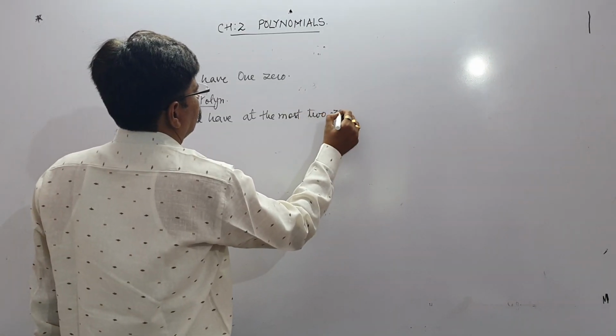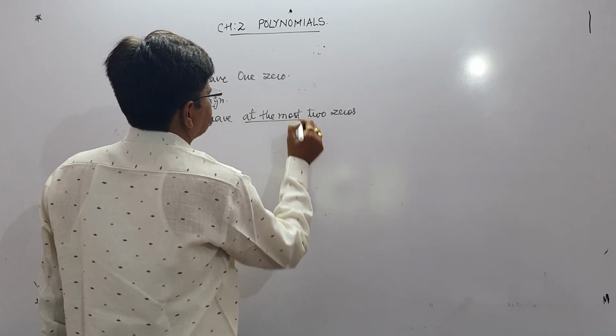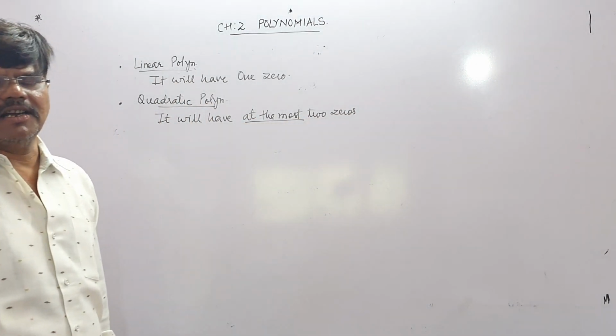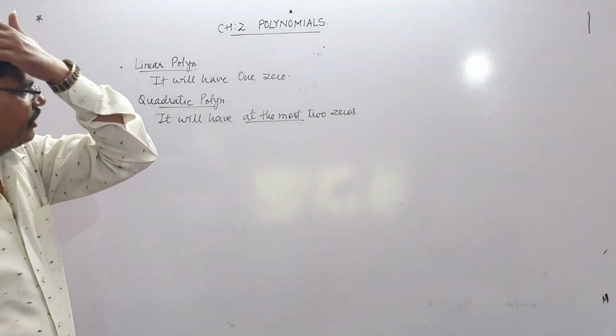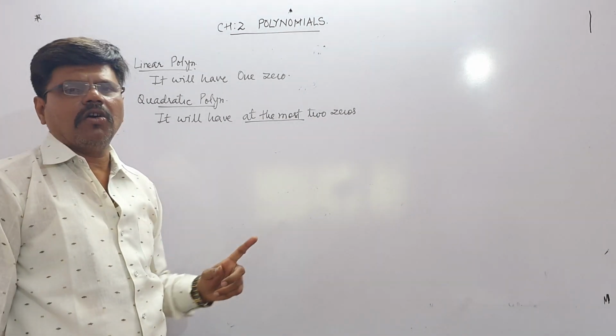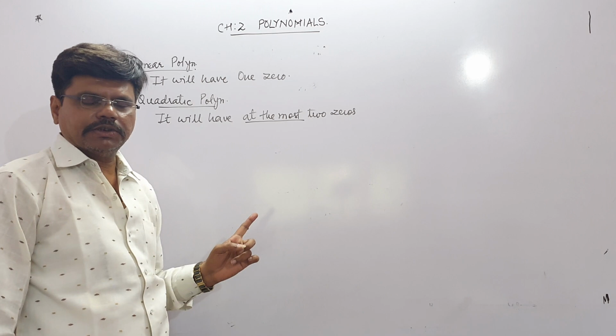If it is a quadratic polynomial, now you know what a quadratic polynomial is, the polynomial with degree 2, the quadratic polynomial will have at the most 2 zeros. Now this will be discussed in detail in 10th standard. You just remember and try to understand the meaning of the words at the most.